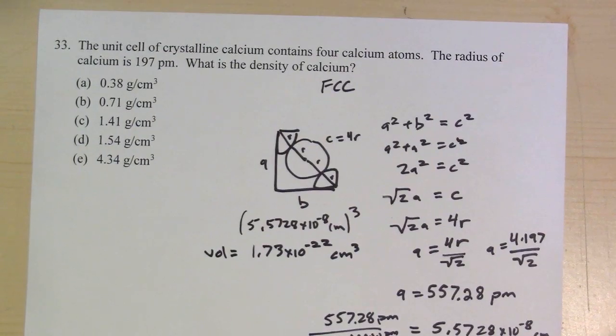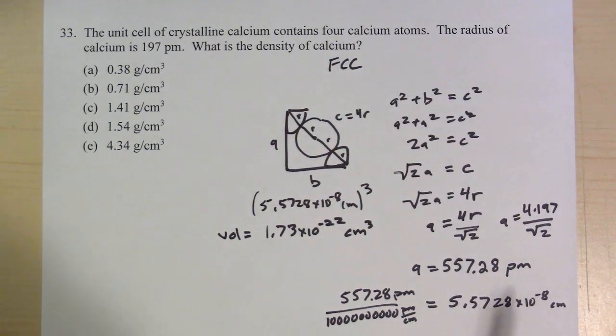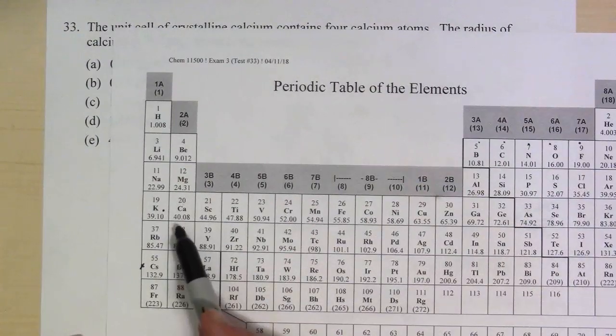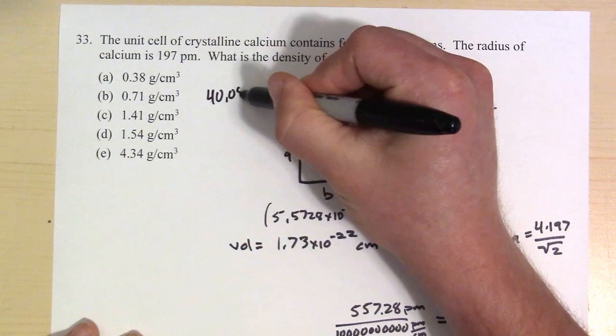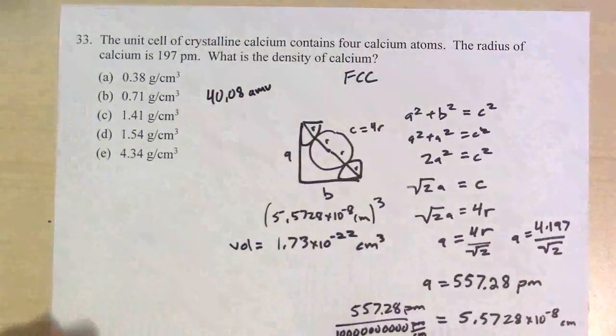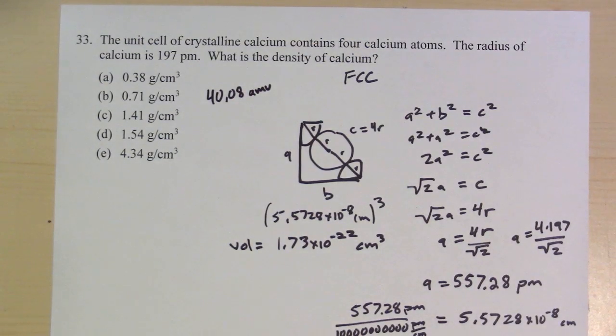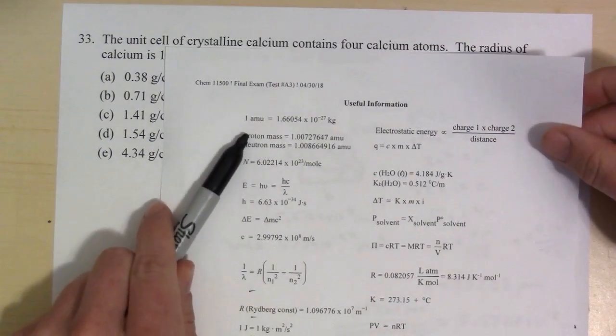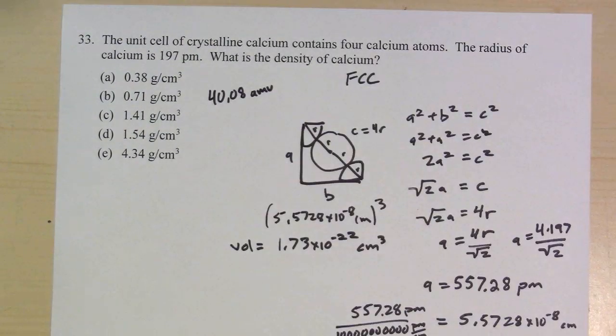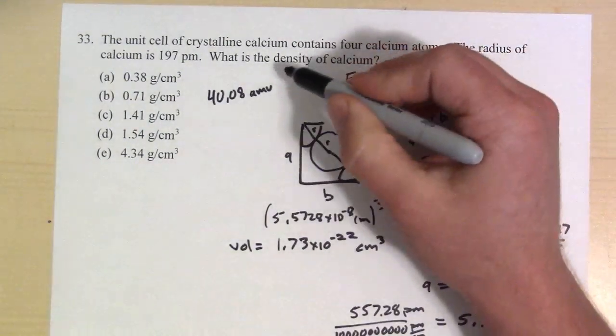We need to now calculate the mass of one of our unit cells. So to do this, we can look at the atomic mass of calcium. So here it's 40.08. That's in atomic mass units, so that's for a single calcium atom. So we can convert that into kilograms. If we look at our equation sheet, we have the unit conversion here for AMU to kilograms.